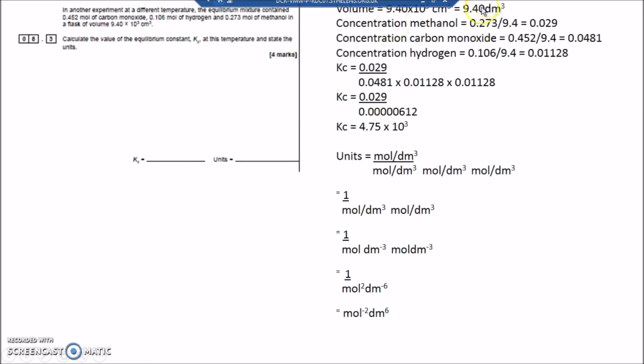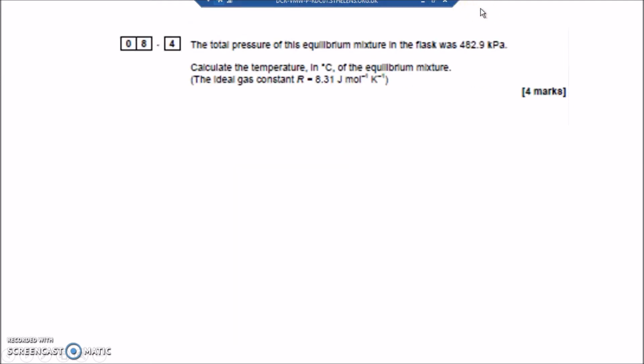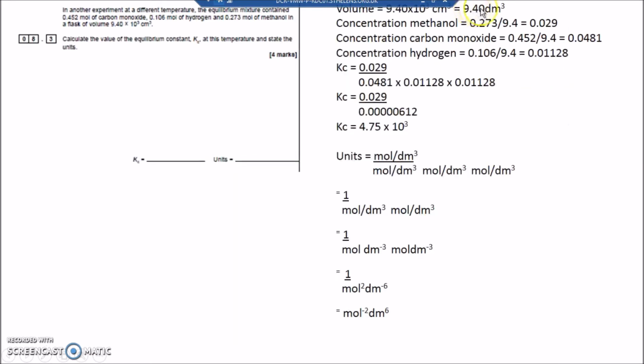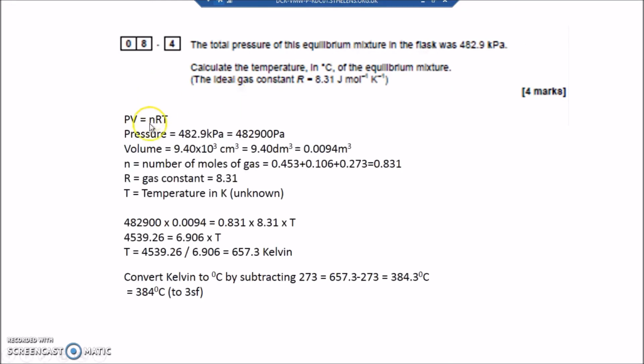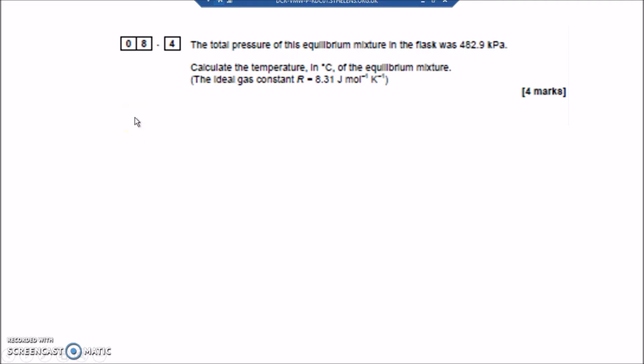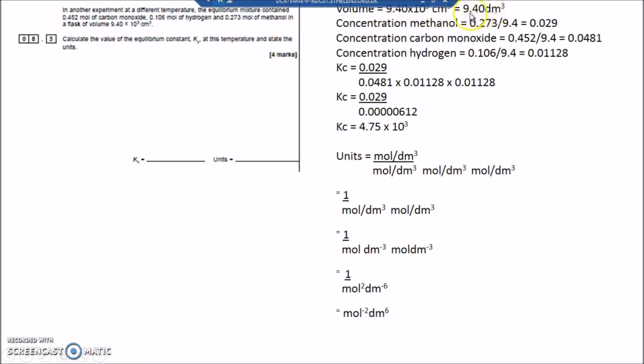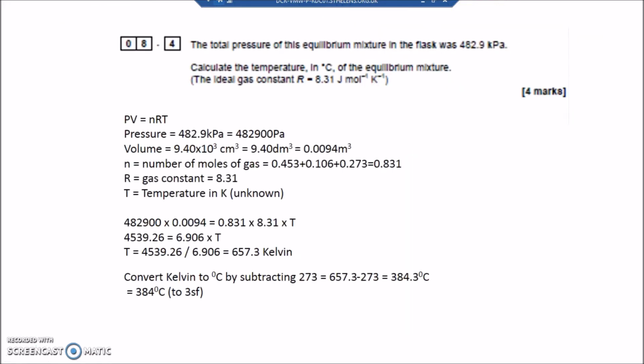Now I've got to get the volume. Well, the volume of the flask, because the flask hasn't changed, is 9.4 decimeter cubed. In this equation, my volume needs to be in meters cubed. So to get decimeter cubed into a larger unit, meter cubed, I've got to divide by 1,000. So it's 9.4 divided by 1,000, which becomes 0.0094 meters cubed. So now I've got the pressure and I've got the volume.